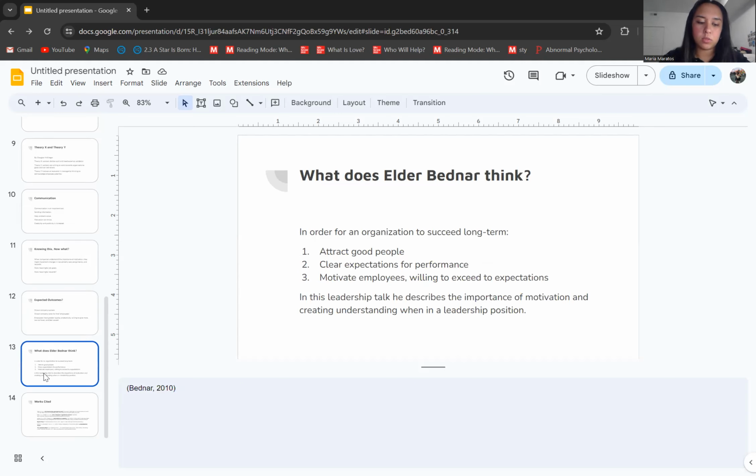So just to end my presentation with a gospel point of view, Elder Bednar talked about this as well. One of our apostles, he says that leadership is very important. One of the sources that I added, besides our own, was this talk that Elder Bednar gave, where he describes the importance of motivation and creating understanding when you're in a leadership position, because the people that you're working with, you want them to be motivated, and you want them to feel understood, and you want to understand them, in order to have a really successful long-term organization.